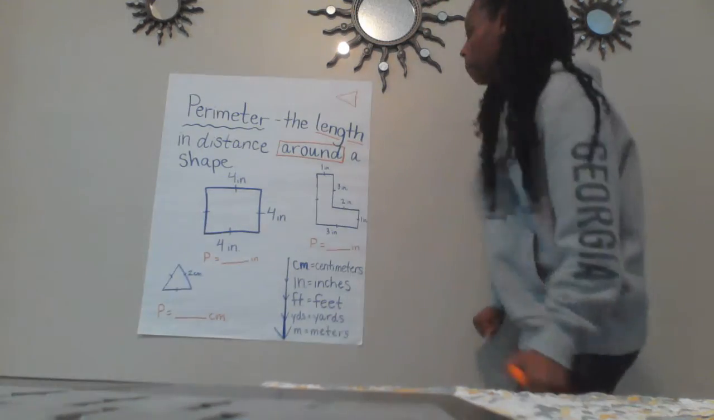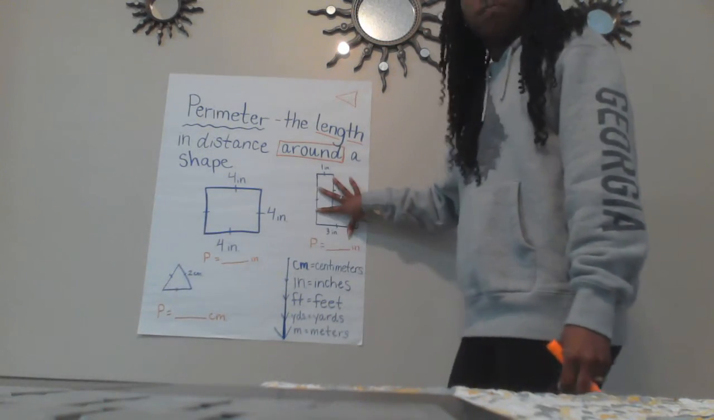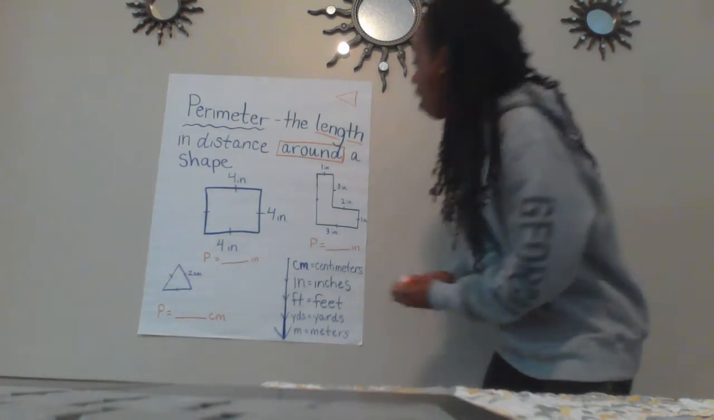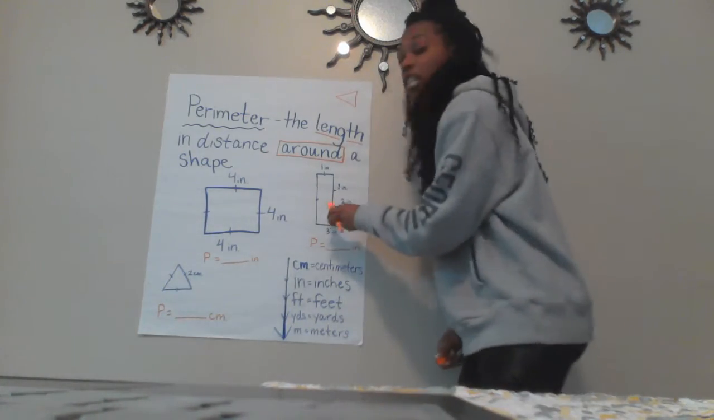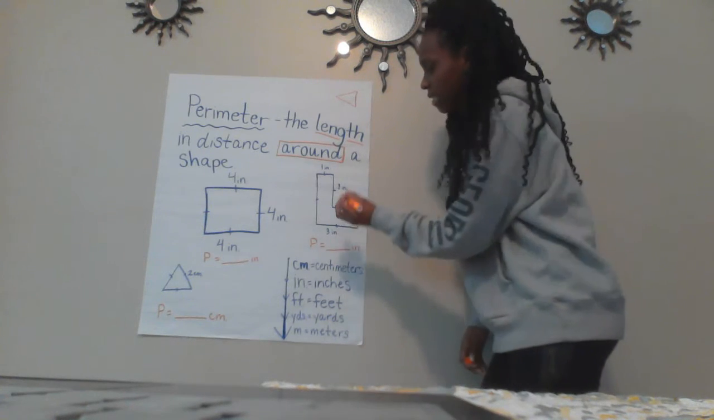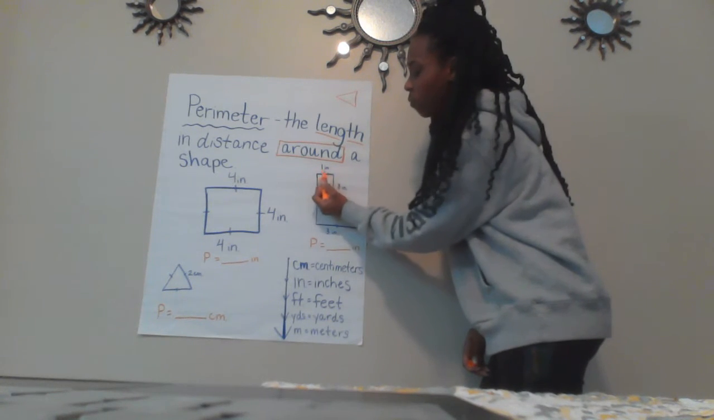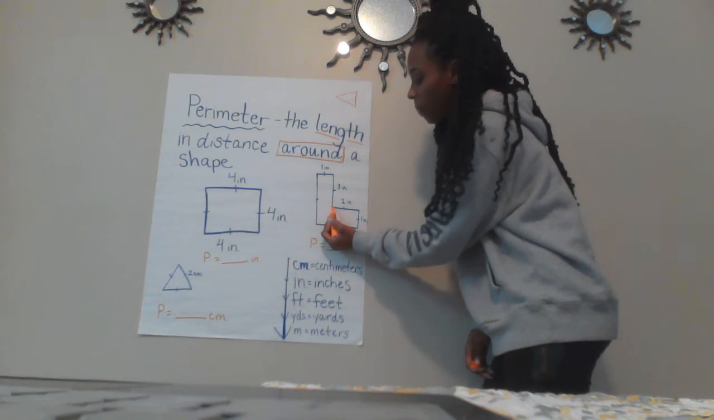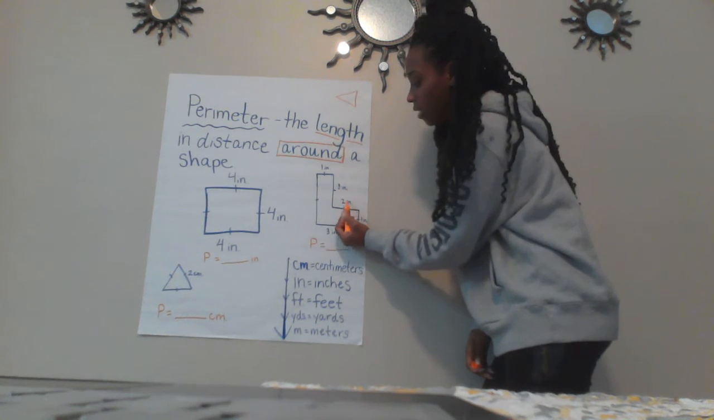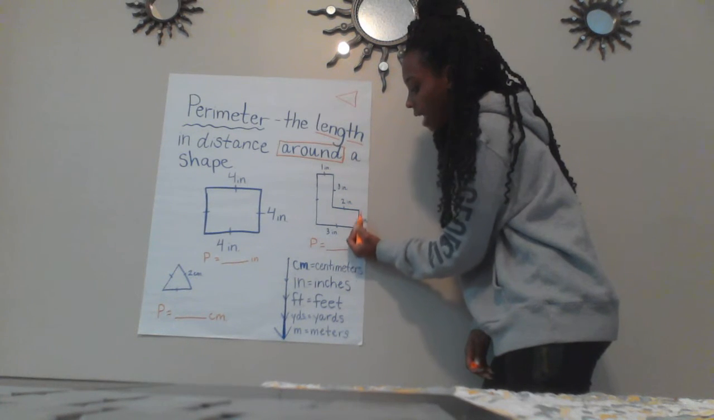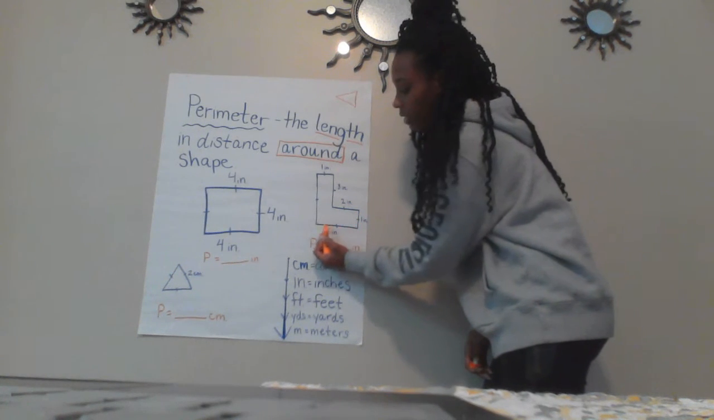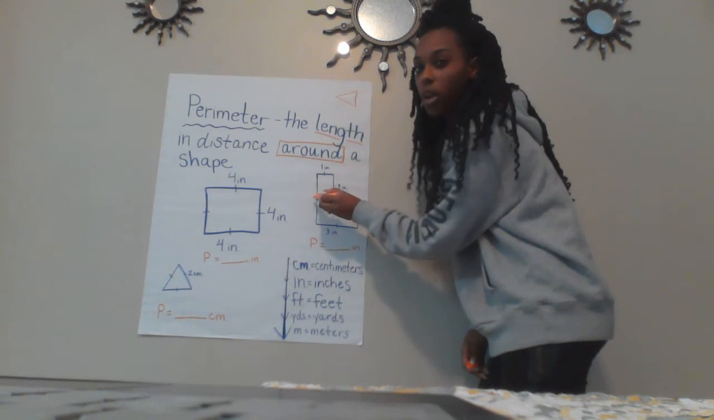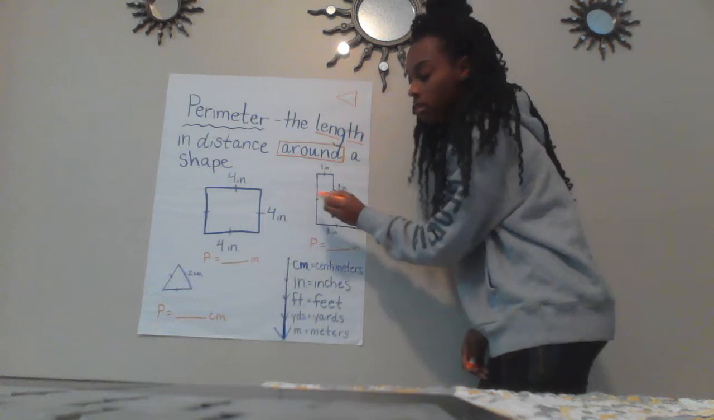Got it? Okay. So we're going to do this one, and this one, and then I'm going to send you on your way. Okay, so for this irregular shape, it says that this side is 1 inch. This side right here is 3 inches. This side right here is 2 inches. This side is 1 inch. And then this longer side is 3 inches. But then you have to figure out what this side is.